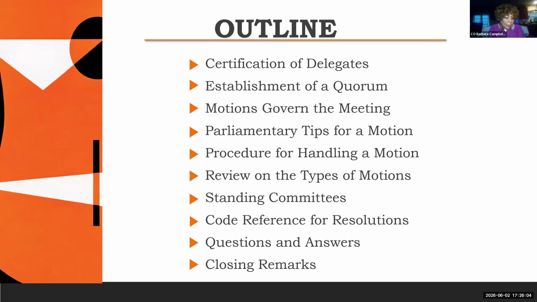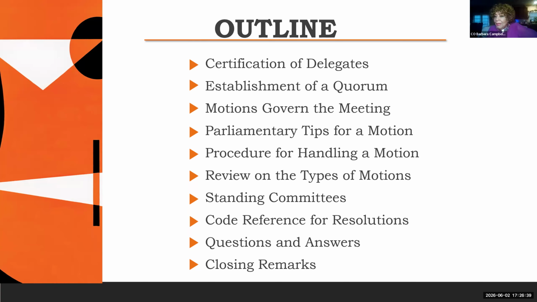Now, once we've had the credentials report and the certification of the delegates, then the next thing, we've established a quorum. So I'll just go straight to the outline and then we'll do individually the report. So the outline will be the certification of delegates, establishment of a quorum. I believe I've been told that we have 754 delegates at this General Conference. Now, what's half plus one of that number? Somebody calculate that and share.